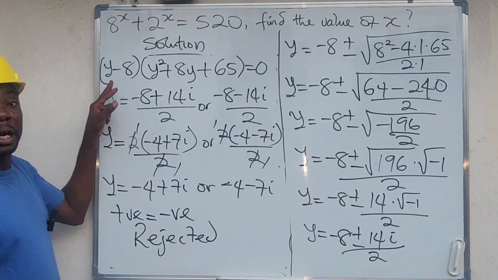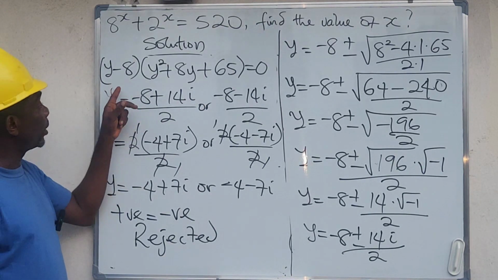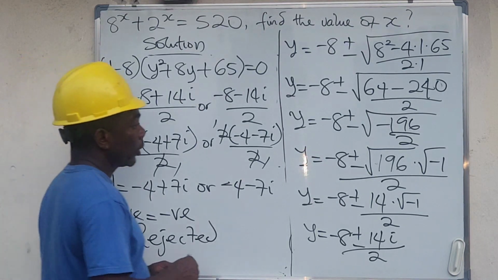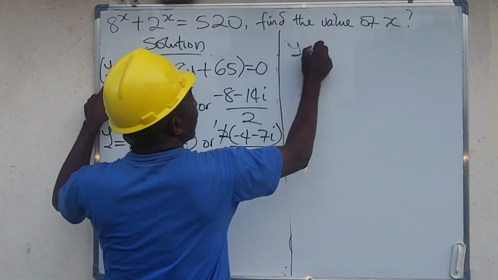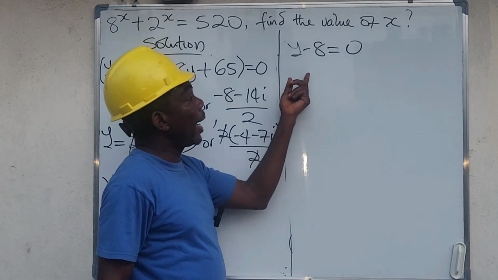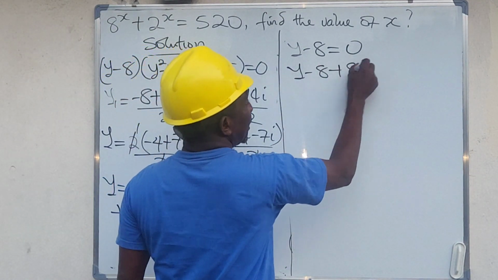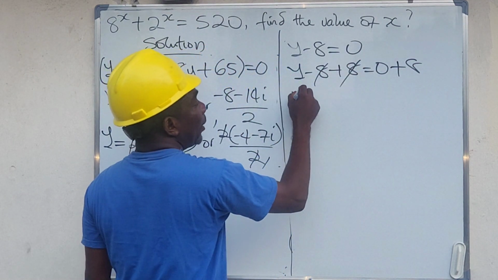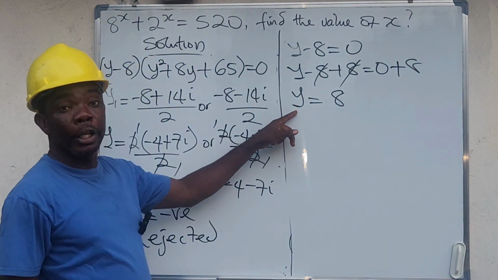So we are now going to look at the second value of this parenthesis, which is y minus 8 equals 0. So we are going to clean this and move over to this other side. As I said, it's going to be y minus 8 equals 0. In this case, we can add 8 to both sides. So this will become y minus 8 plus 8 equals 0 plus 8. The 8s cancel here, and we are now left with y equals 8.